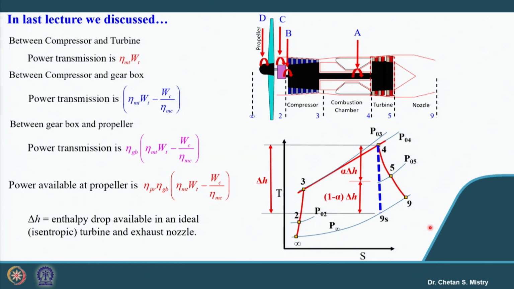In the last lecture, we were discussing the single spool turboprop engine, which had a configuration where the turbine is connected with the compressor as well as with the propeller by using a gearbox. We were discussing the power transmission or work transfer. Initially we understood the power transmission for the compressor, which is given by mechanical efficiency times turbine work. Later that work is transferred to the gearbox, given in terms of the difference of work. Then we discussed the gearbox efficiency, and then we considered the propeller efficiency. This is how the transmission of power was discussed in the last lecture.